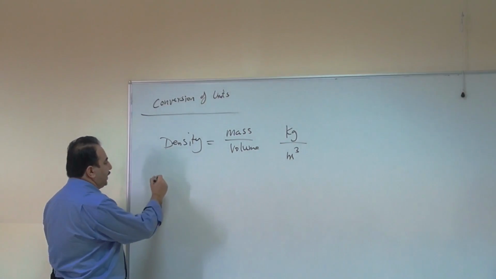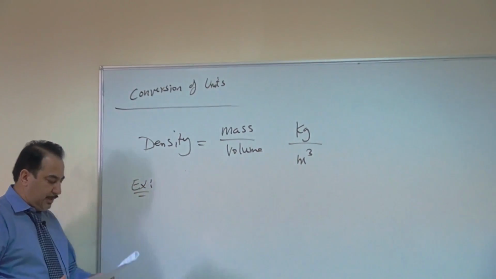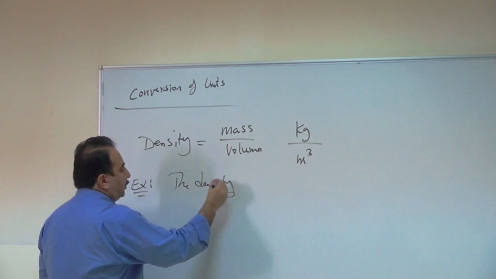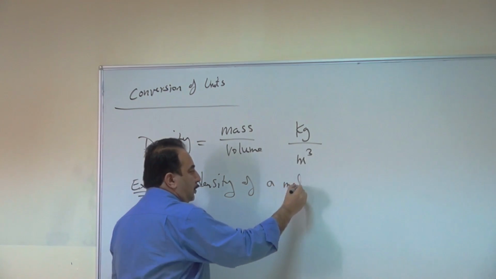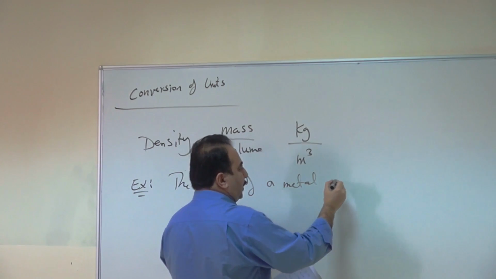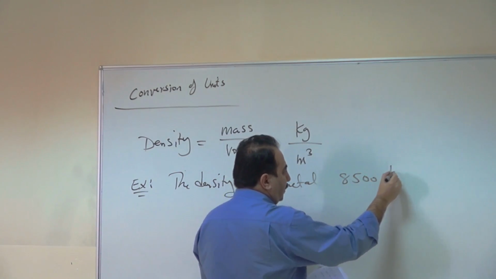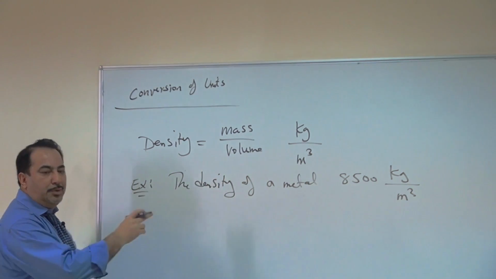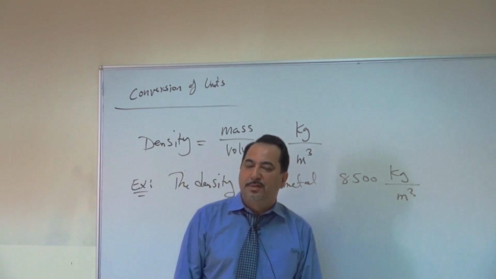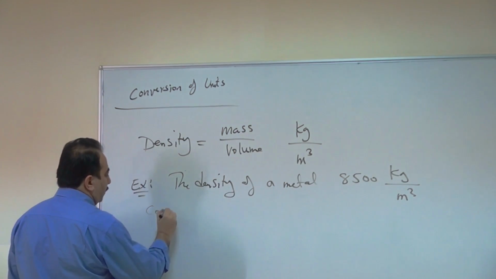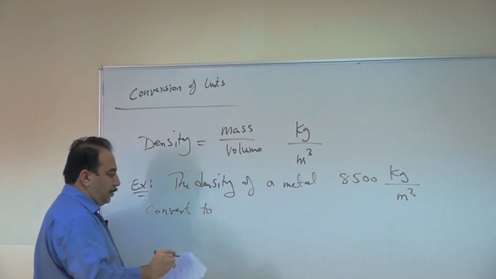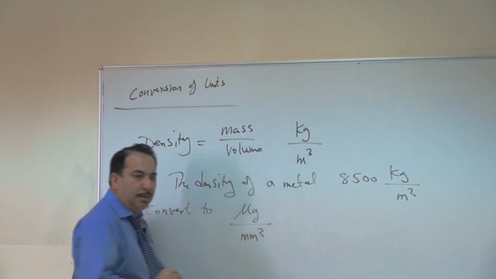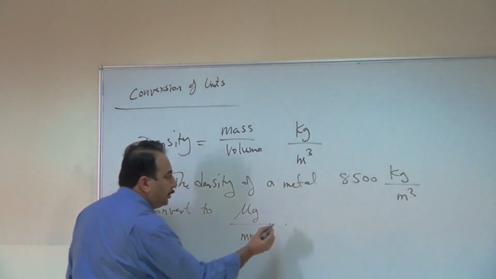Like for example, let's say we have a density of a metal equal to 8,500 kilogram per meter cube. We want to convert this density to the units of microgram per millimeter cube. Okay.